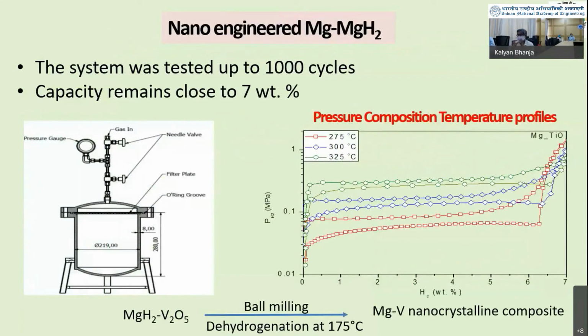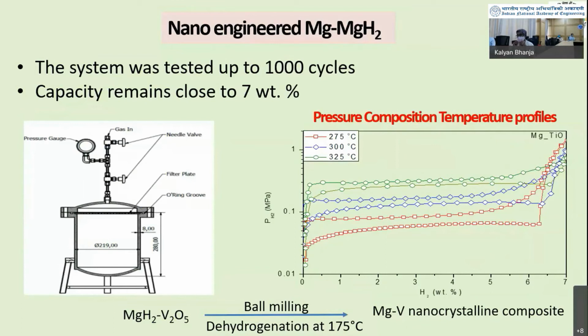First of all, how do we prepare this nano-engineered system? We take magnesium hydride, which is commercially available, or we can also make it from magnesium metal, and mix it with a variety of transition metal oxides. Then we ball mill for several hours, maybe 12 to 15 hours in intermittent durations. Maybe we ball mill for 1 hour and then keep it for rest, and this is repeated for several hours. Then we do a dehydrogenation process. During this dehydrogenation process at 175 degrees centigrade, magnesium metal is formed and vanadium metal is also formed.